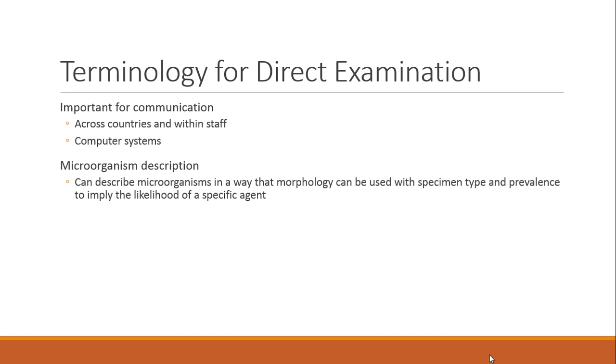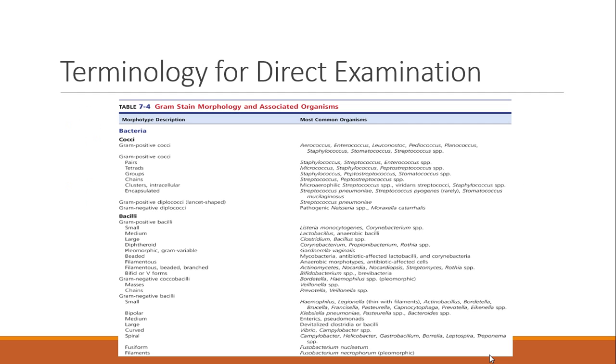The microorganism description, or how we describe an organism, can give someone a presumptive identification, so that we suspect a specific type of agent. So when I say gram-positive diplococci, lancet-shaped, which is what our case study showed, long, stretchy gram-positive diplococci that look like ants with no legs, that makes every microbiologist in the world think of the same organism, Streptococcus pneumoniae. So it's important that our terminology is on the same page.